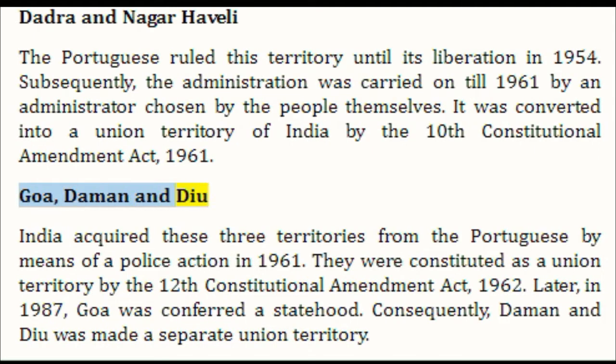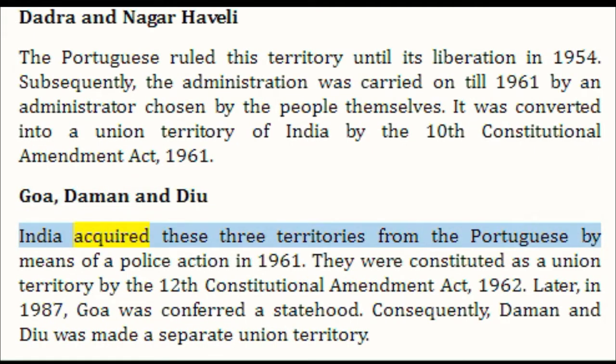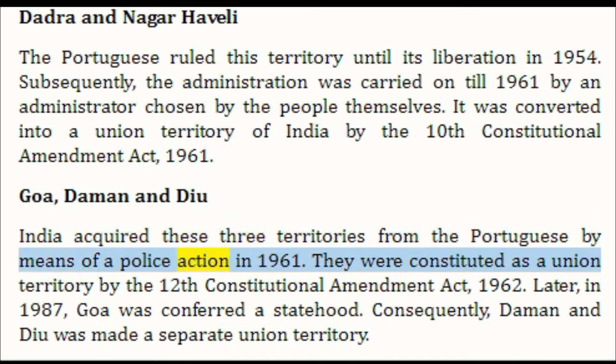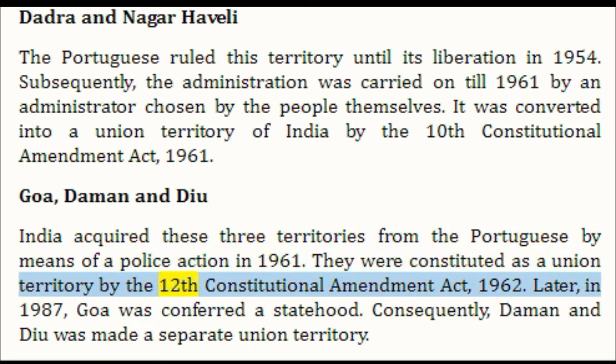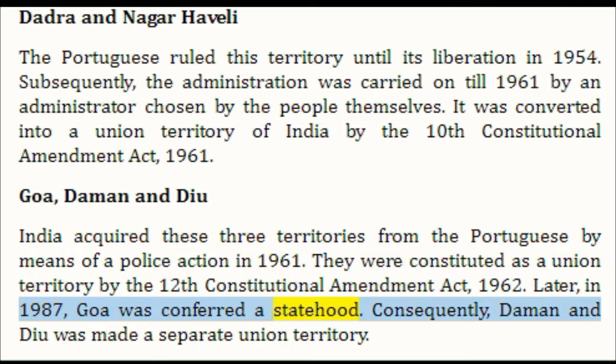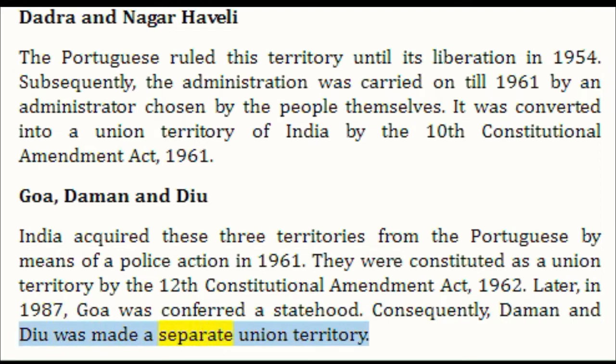Goa, Daman and Diu. India acquired these 3 territories from the Portuguese by means of a police action in 1961. They were constituted as a union territory by the 12th Constitutional Amendment Act, 1962. Later, in 1987, Goa was conferred statehood. Consequently, Daman and Diu was made a separate union territory.